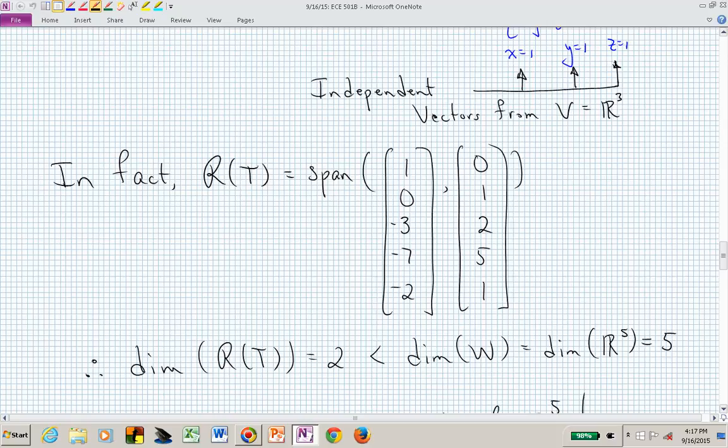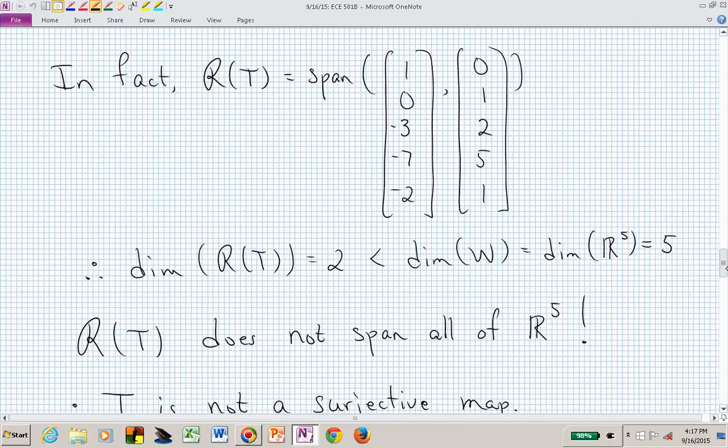It's a dimension of 2, which obviously is not the same as the dimension of the codomain, which is where we're going. It has 5 coordinates. Theoretically, if we had a linear map that was surjective, it would be filling that entire 5-dimensional space, and we are not. We're only filling a two-dimensional surface in that 5-dimensional space.